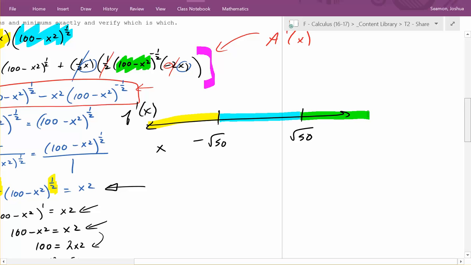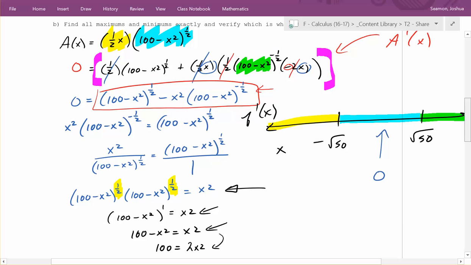What number is between negative 50 and 50 that's really nice? Like what number is between there? 0. So let's plug in 0. What happens when you plug in 0 into that red box right here? You get 100 to the half. Oh wait, what's 0 times? What does this become? That's just 0, right?